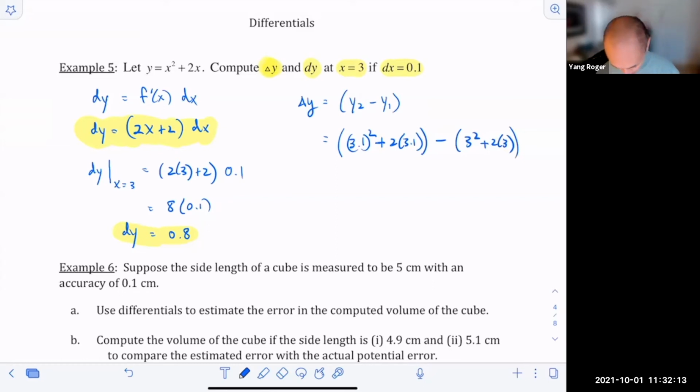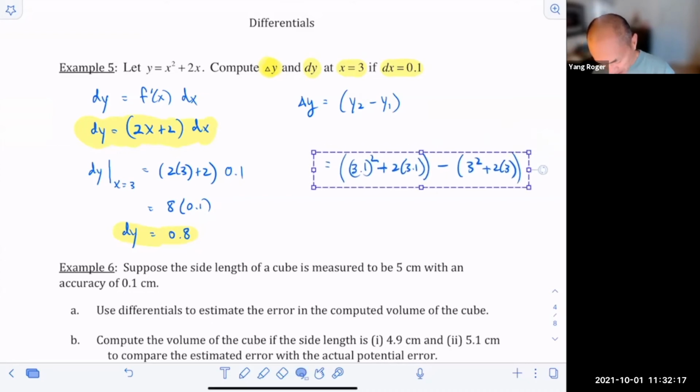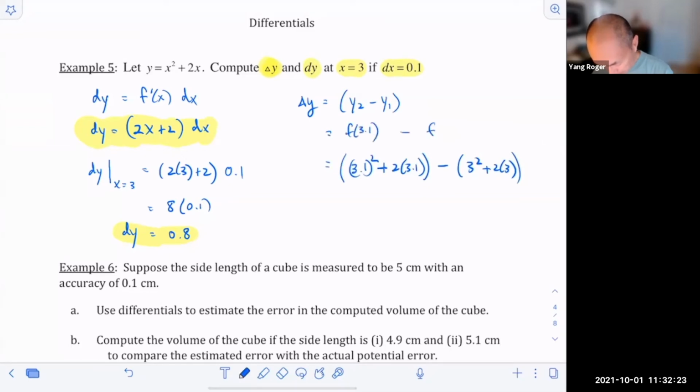So maybe I'll include one extra line, actually. I'm slightly worried you don't follow what I'm saying. I'm saying we're basically taking f of 3.1 minus f of 3, because the y values are the function outputs. And this is what we get. And then when you stick this into your calculator, you're going to get 0.81. And that's your delta y.